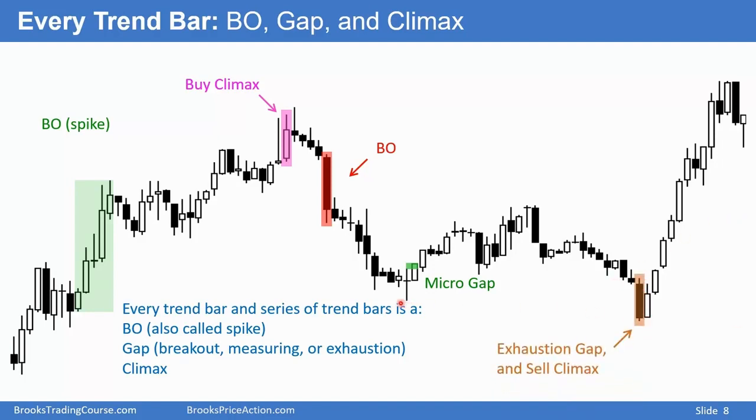Big bear breakout below this low, below all of these lows, but immediately reversed up. The gap between this close and that low closed over here, and therefore this bear breakout, this bear trend bar, is also an exhaustion gap.